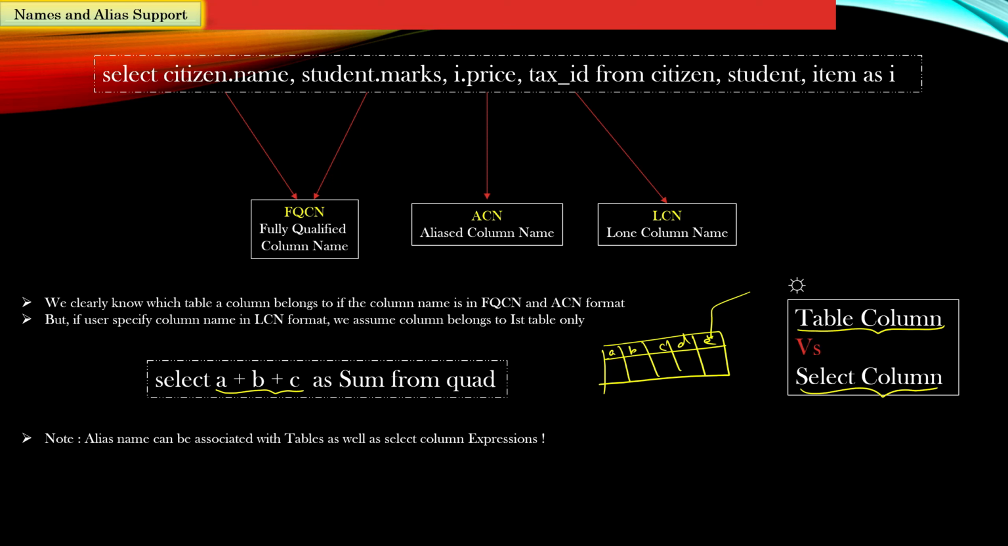Henceforth, throughout the course, I will use table column to refer to the pure column names which belong to the SQL table, and I will use select column to refer to the select column expressions which are written in the select SQL query by the user. All right. So this A plus B plus C is a select column, whereas A, B and C are table columns. So obviously select columns are mathematical expressions which are built using table columns.